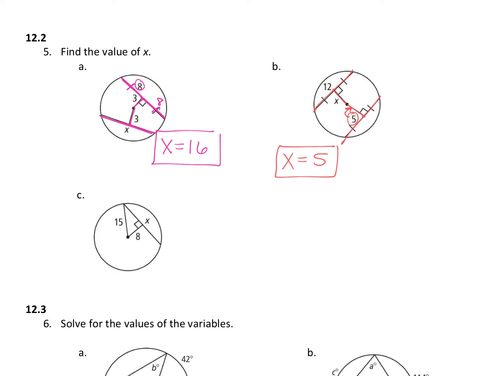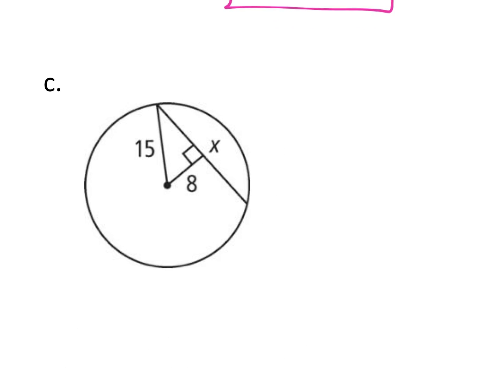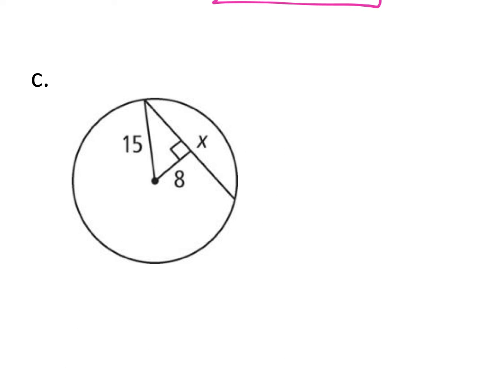For C, do you do Pythagorean and multiply x by 2? Yes, but I wouldn't use x. Remember, this is the one where I said don't use half of x. I feel like y. Just give it a different letter. Call it y, call it a, call it something else. So in letter C here, if we call this piece of it y, it would be what in the Pythagorean theorem? 8 squared plus y squared will have to equal 15 squared.